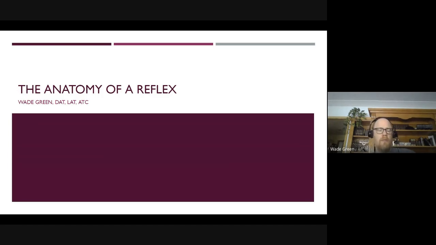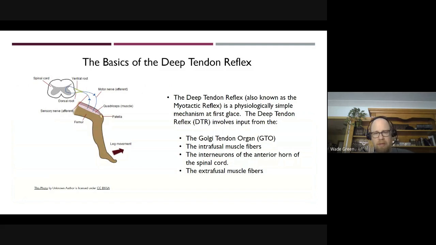Okay, guys. So we talk about obviously reflexes. We know, if we remember this, that the deep tendon reflex, also called the myotactic reflex, is a pretty simple mechanism physiologically, at least at first glance, but there's actually a lot of moving parts. The deep tendon reflex receives input and has the Golgi tendon organ, both intrafusal and extrafusal muscle fibers, which we'll talk about, and then interneurons as components of the reflex itself. Those are things that we're actually going to describe today.